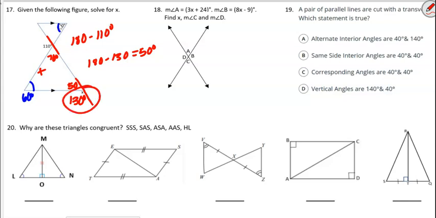130. All right, the next one, number 18, gives us the measure of A and B, and then it says find X in C and D. So let's just see what the relationship of A and B is first. They form a linear pair, right? So we're going to add them together and set them equal.